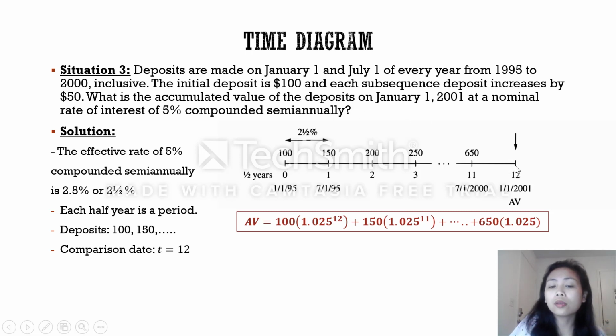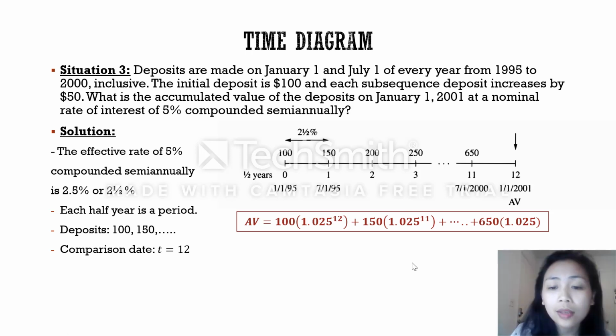Bring to time 12. The second term, the deposit of $150 times 1.025 to the 11, is the accumulated value of the deposit invested at time 1 to time 12. And similarly, for the last deposit, we have $650 moved up 1 period. So we have 650 times 1.025, that is the accumulated value. And then we can use our calculator to find the answer.